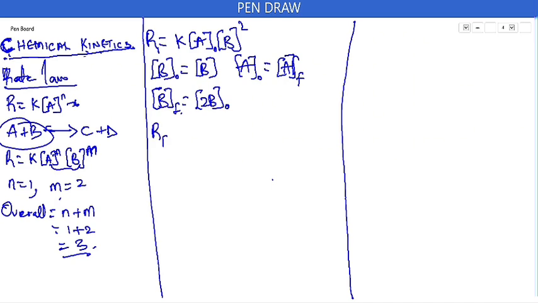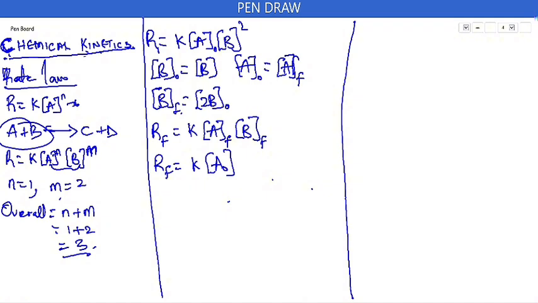Our RF, that means our final rate of chemical reaction, will be equal to K. We have A naught, AF is A naught, good, and then it will be BF, right? Since we are talking about final, now we have our ROF to be equal to K. Our AF is still what? A naught, right? So it is A naught.